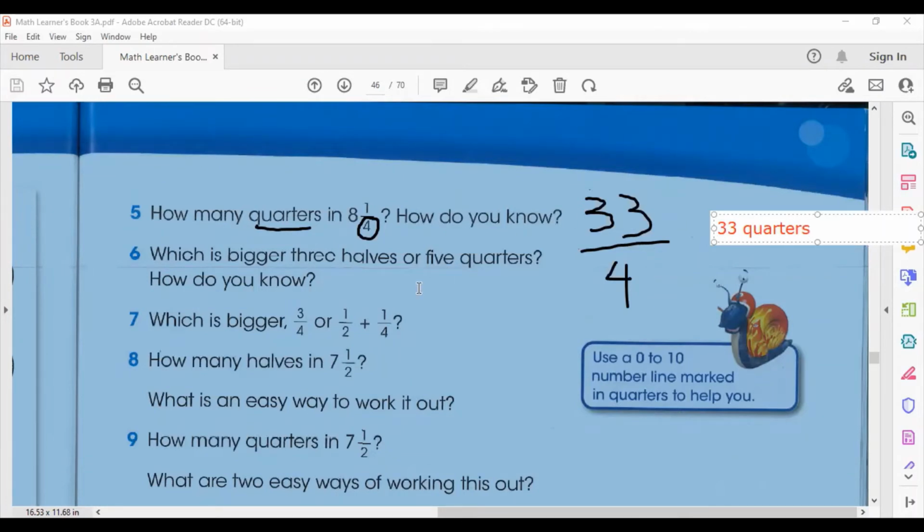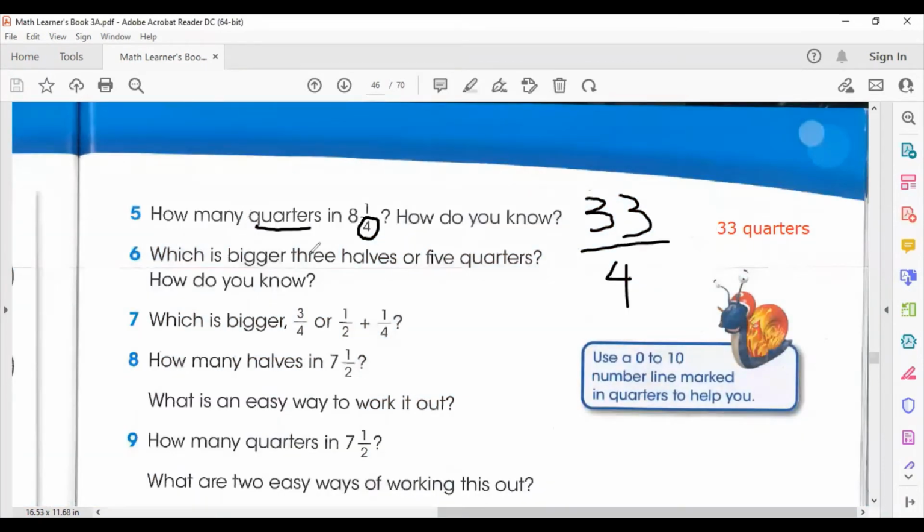Which is bigger, three halves or 5 quarters? We can make 3 halves: 1 half plus another half makes 1 complete, and then 1 by 2. It's equal to 3 halves. And what about 5 quarters? 4 quarters equal 1, and the last one equals 1 by 4.